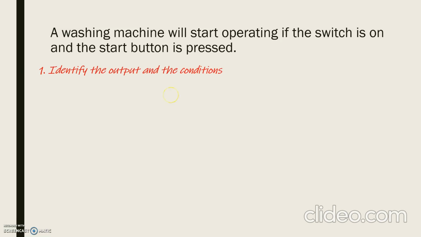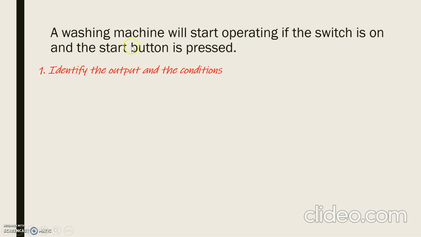So if we read this statement, a washing machine will start operating if the switch is on and the start button is pressed. So we can see here, we want the washing machine to start operating. So this is the output, right? And this will happen if the switch is on and the start button is pressed. You have to analyze this sentence, meaning we have two things that should be there to make the washing machine start operating. What is that? The switch is on and the start button is pressed.